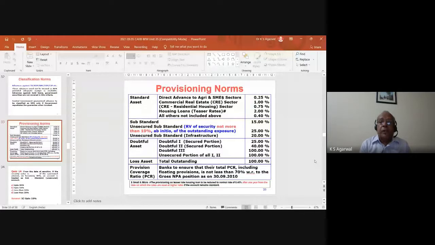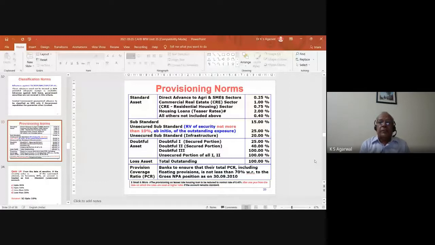Here the word is not more than 10%. Please remember, in loss asset category it was realizable value of security less than 10% of outstanding balance. There it was less than 10% of outstanding balance. Here it is not more than 10% of outstanding exposure. If such an advance becomes substandard, then it is known as unsecured substandard advance. And here we have to make provision at the rate of 25% of book outstanding.